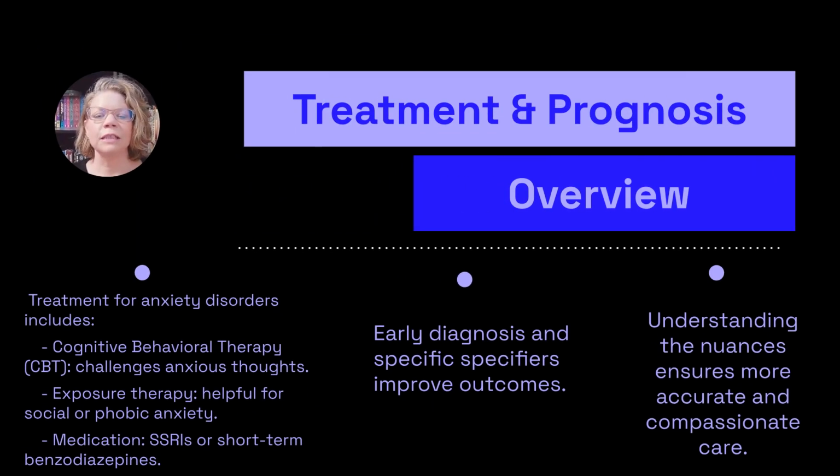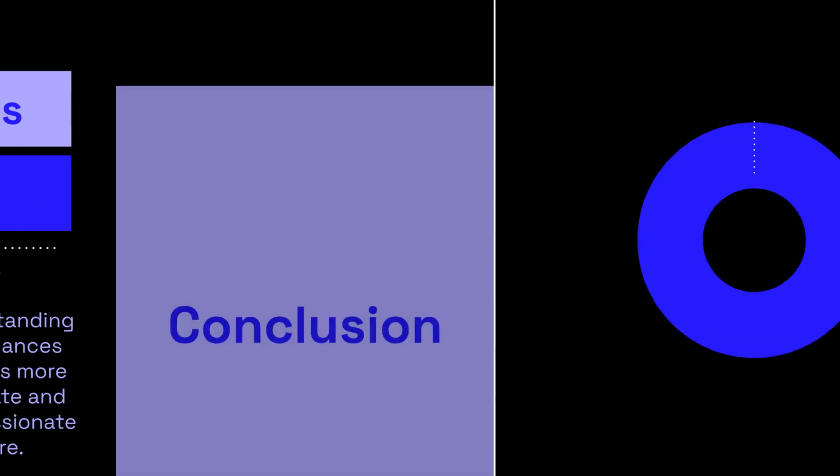Treatment for anxiety disorders typically includes cognitive behavioral therapy, CBT, to challenge and reframe anxious thoughts, exposure therapy, particularly for social or phobic anxiety, medications such as SSRIs or benzodiazepines for short-term relief. Early diagnosis, proper classification, and individualized treatment improve outcomes significantly. Understanding the nuances between disorders ensures the best care for each client.